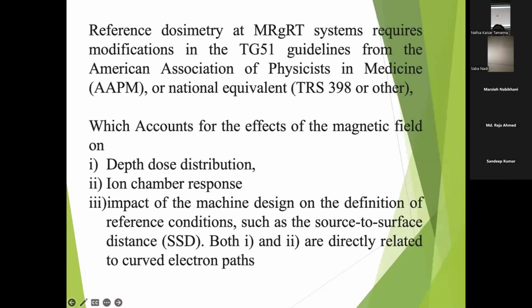Another major challenge in MR guided adaptive radiotherapy is that it requires modifications in TG51 and other protocols such as TRS 398, which have to account for depth dose distribution, ion chamber response, and the impact of machine design on the definition of reference conditions.